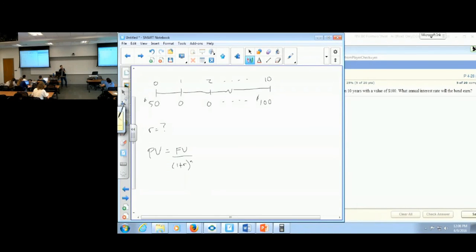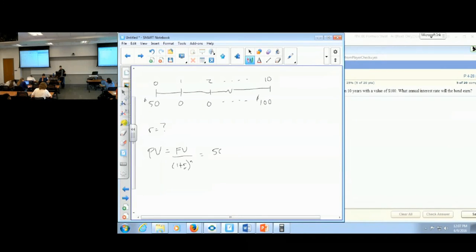Okay, looking at that formula, what pieces of that do I know? Do I know the present value? I know what it is today, right? Do I know the future value? Yeah, I know it's going to pay 10 years from now. Do I know the number of periods? Yeah. What's the only part I don't know? R.